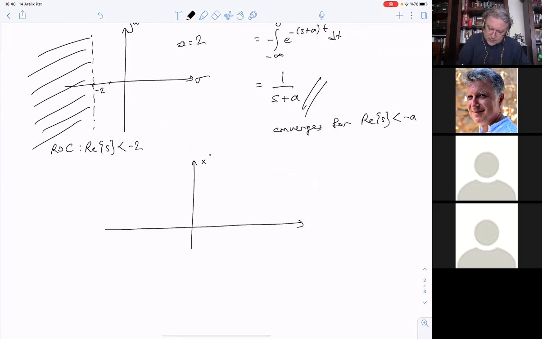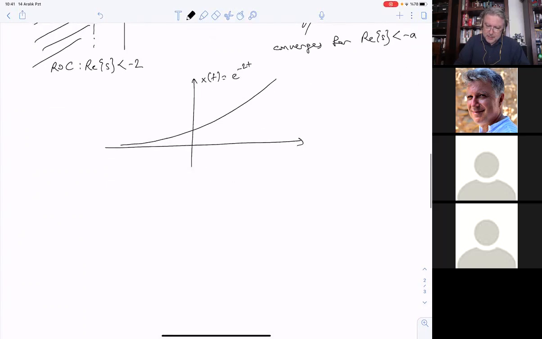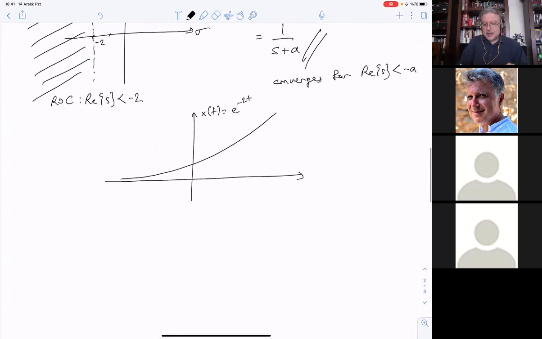So x of t is equal to e to the minus 2t, because a is minus 2. It will be like this, okay, an increasing exponential. But the signal is not e to the minus 2t, it is minus e to the minus 2t times u of minus t.